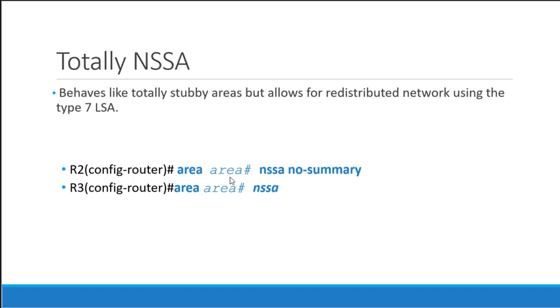And that is done by doing the area number, NSSA no summary. Looks familiar, doesn't it? Just a little different keyword there. On the area border router, and then internally, the internal routers are area number, and then NSSA. So let's go ahead and look at the topology we're working with and start configuring and verifying each of these.